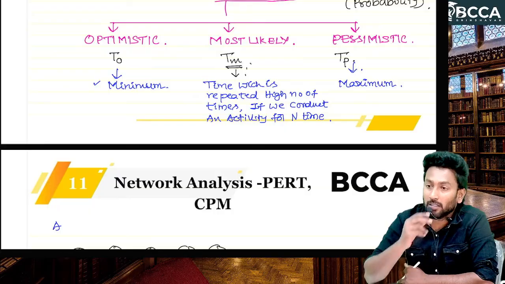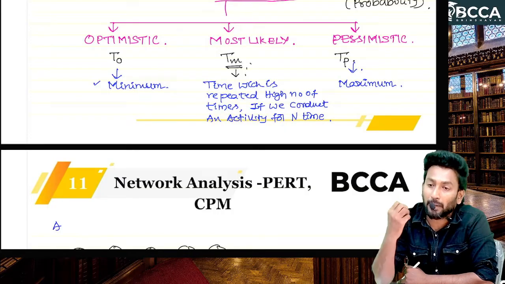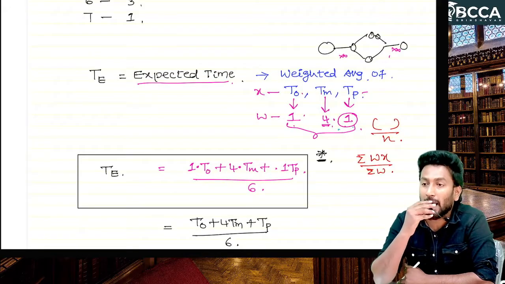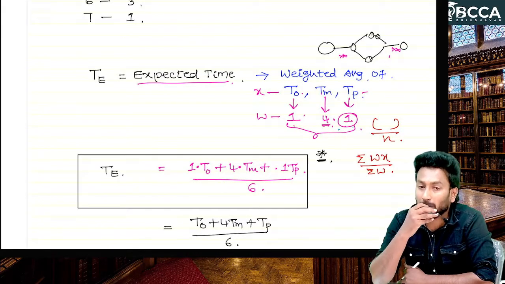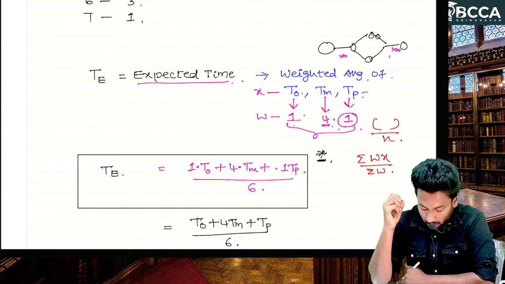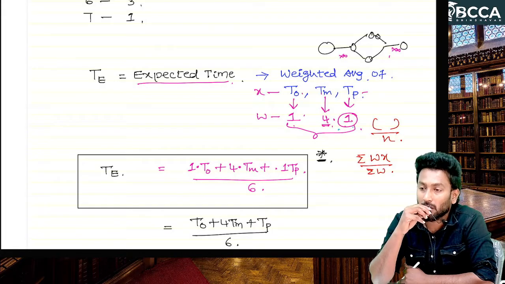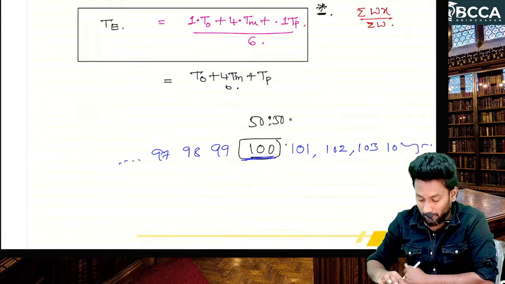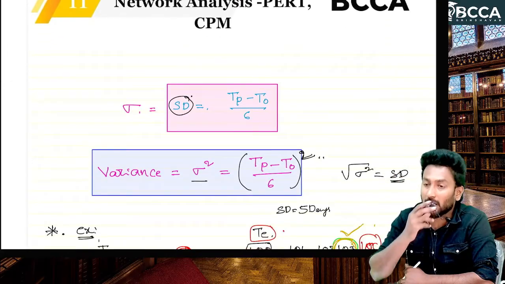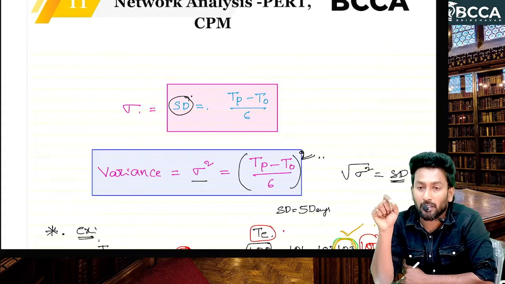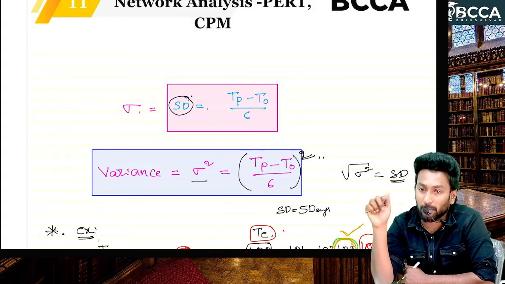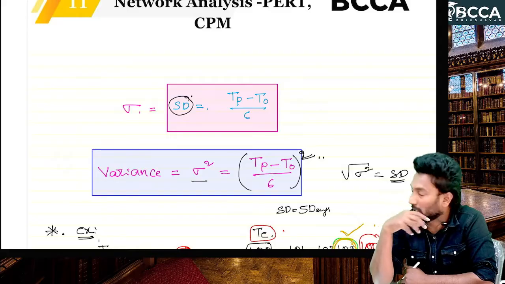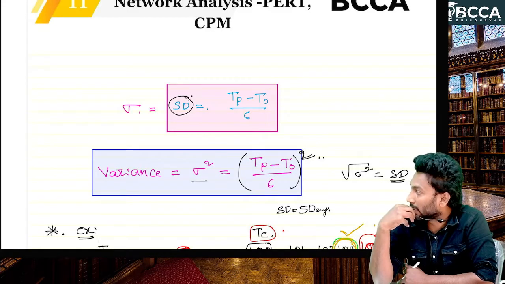Most likely is the highest number of times repeated time value. From this we have to calculate expected time. The formula is expected time equals TO plus 4TM plus TP, divided by 6. From that we can calculate standard deviation: TP minus TO, divided by 6, that is highest time minus lowest time, divided by 6. The square of standard deviation is variance.